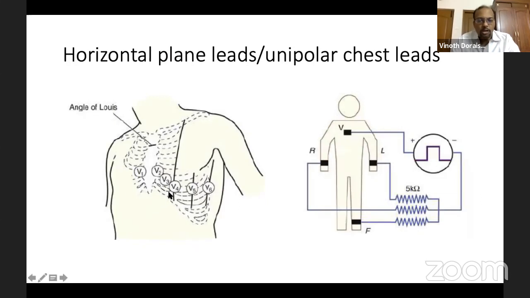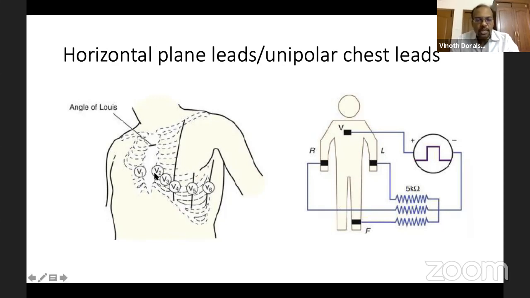Then you draw a horizontal line from V4 towards the axilla, and V5 will be on that line in the anterior axillary line, V6 in the mid-axillary line. Sometimes, if a patient has severe left ventricular hypertrophy, we might not get the complexes at V6, so we might have to go behind. So V7 will be at the posterior axillary line along that same horizontal line. V8 will be at the scapular line, and V9 will be at the parasternal line. So we can even go up to V9.